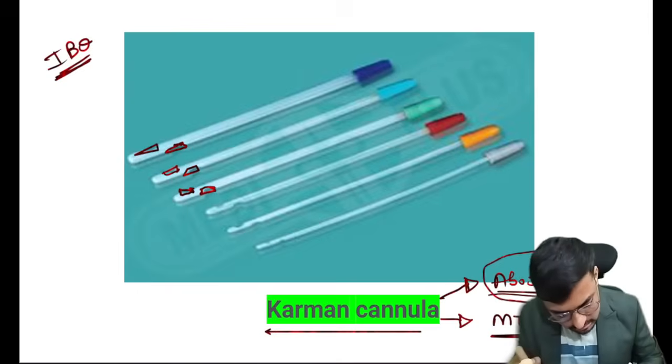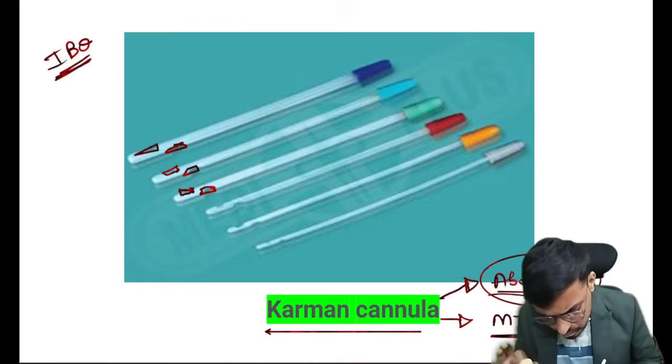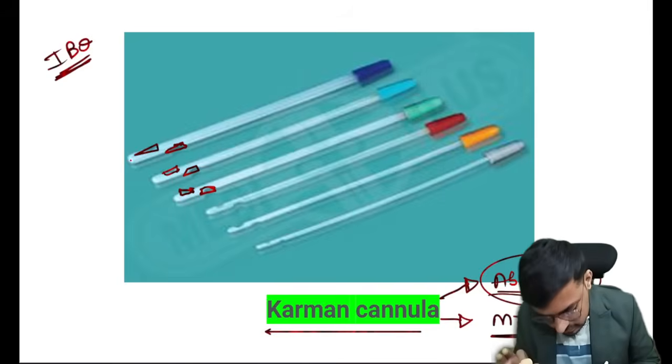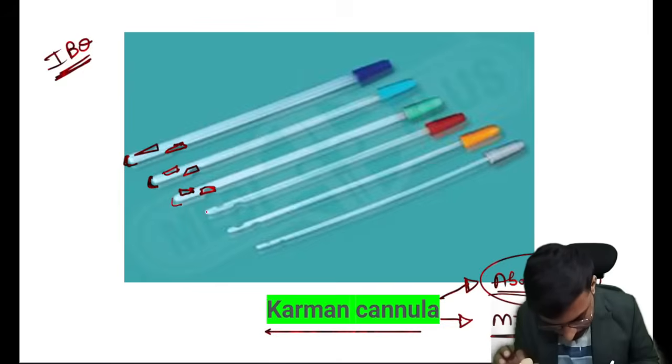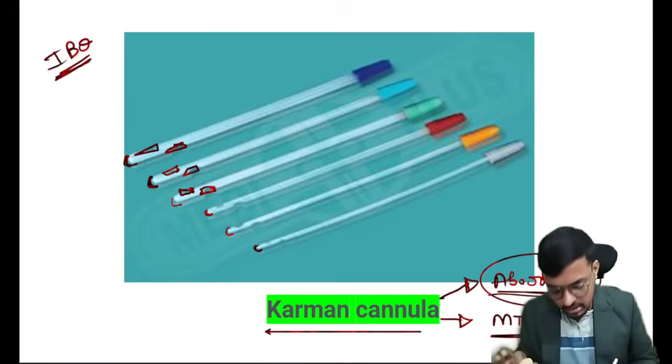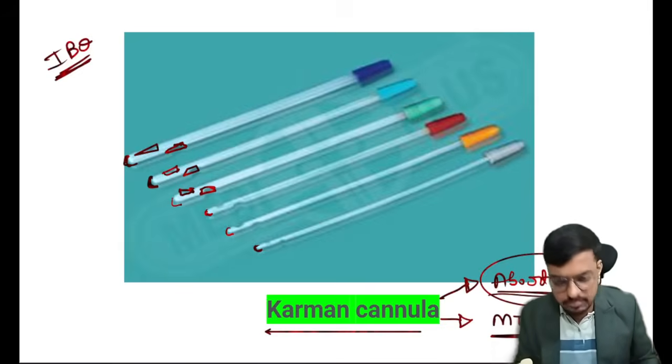This question has already been asked multiple times, so it is very, very important. This cannula has two triangular-shaped openings at the tip, and the complete tip is blunt. In order to prevent rupture of the uterus, the tip of the Karman cannula is blunt. Important, remember. How to choose the size of the Karman cannula, sir?